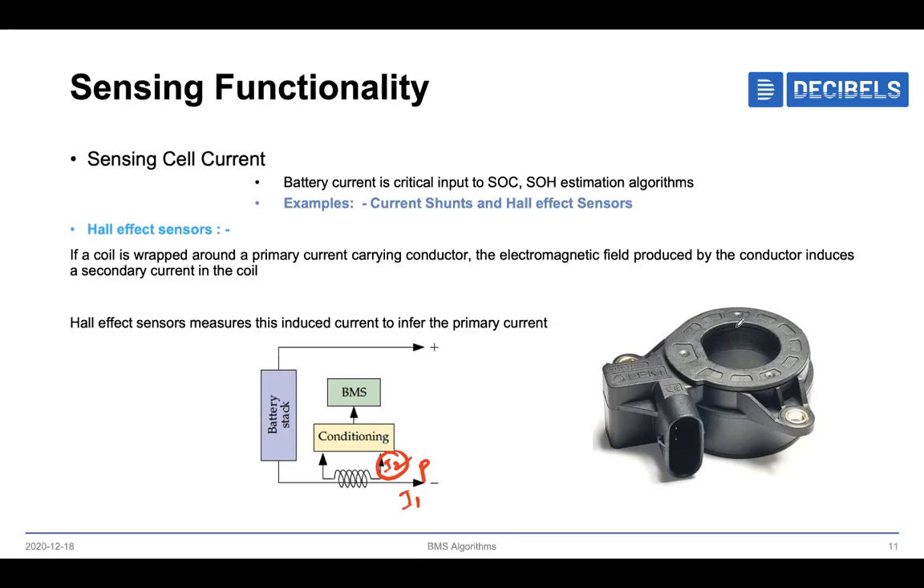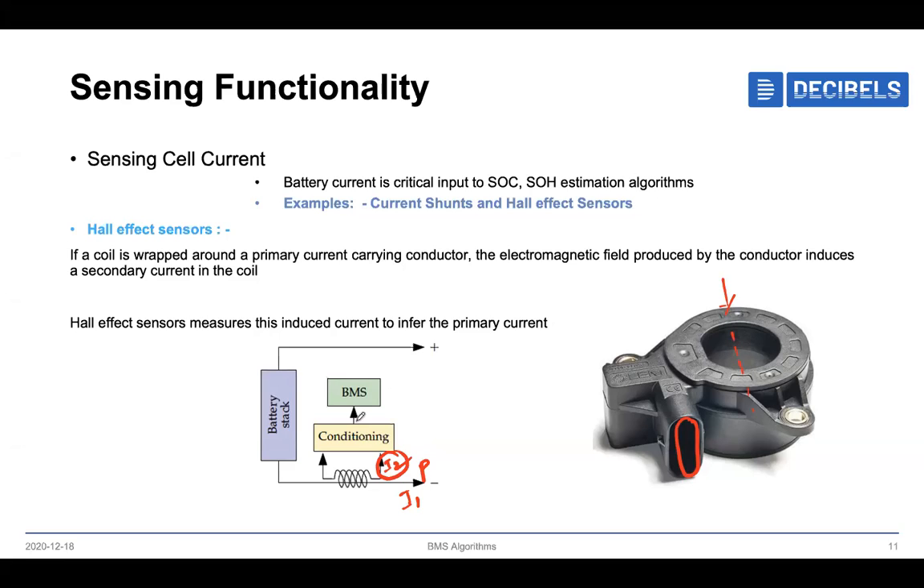This is exactly how Hall effect sensors look. Here we can see the hollow space where the primary conductor passes through, and we connect this to an electronic board where we can measure the data. It will measure the data and send it to the BMS. This is how we'll be measuring the cell currents. So now we know how we'll be measuring cell voltage, cell current, and cell temperatures, and now we have the data.